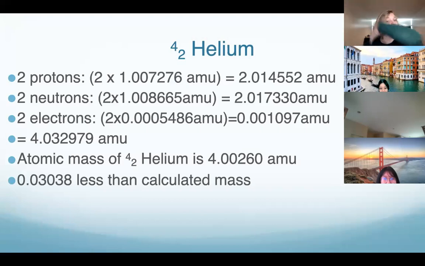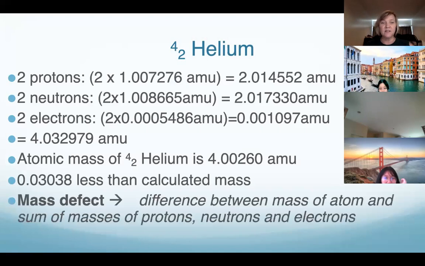Right. So if you add up the parts, like I said, the 2 protons, 2 neutrons, 2 electrons, you add all of those masses together, you get more mass than what the actual mass is. And so this is called mass defect. It's the difference between the mass of an atom and the sum of all of the atom's parts. I'll get to why there is a loss of mass in a minute.